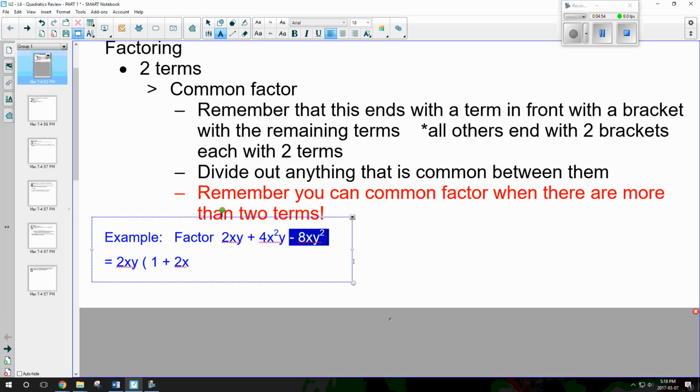Then let's take a look at our last term here. Negative 8 divided by 2 gives us a negative 4. Then our x divided by x, again, there's only one x and we're taking it out front, so there aren't any more x's with this term.